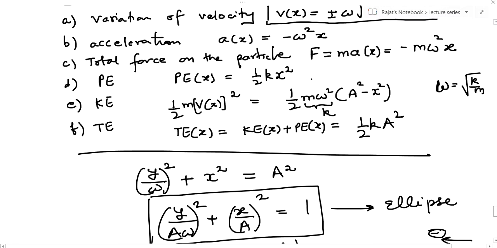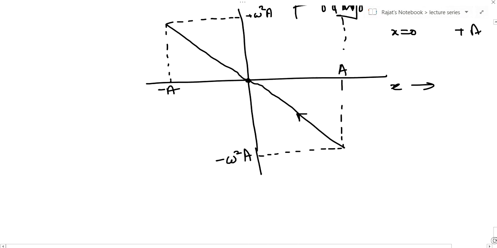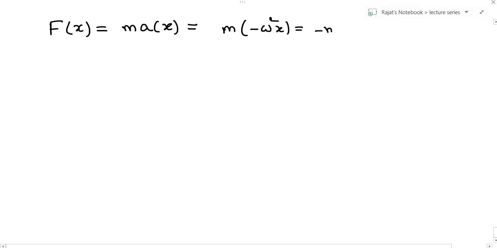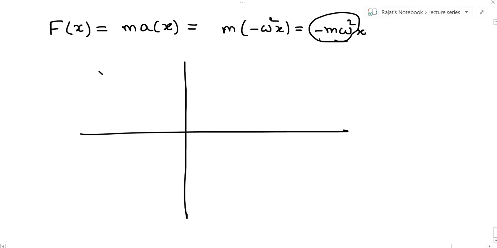Next is total force on the particle, and this will be basically the same because force as a function of x is nothing but mass into acceleration as a function of x. So m into minus omega square x, minus m omega square x. Now the slope will not be minus omega square but minus m omega square. So again a straight line with negative slope.